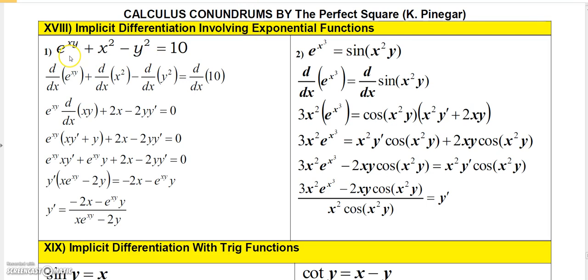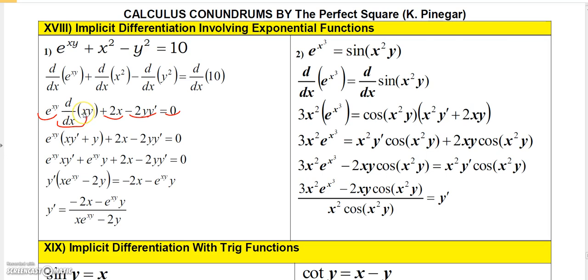Okay, so here I have an expression e to the xy plus x squared minus y squared equals 10. You can see this involves an exponential expression. If I hit each term with the d over dx to take the derivative, then the derivative of e to the xy, remember, the derivative of e to the u is e to the u times the derivative of u. And then the derivative of x squared we know is just 2x. Using the general power rule here, the derivative of y squared would be 2y prime, and then the derivative of 10 would just be 0.